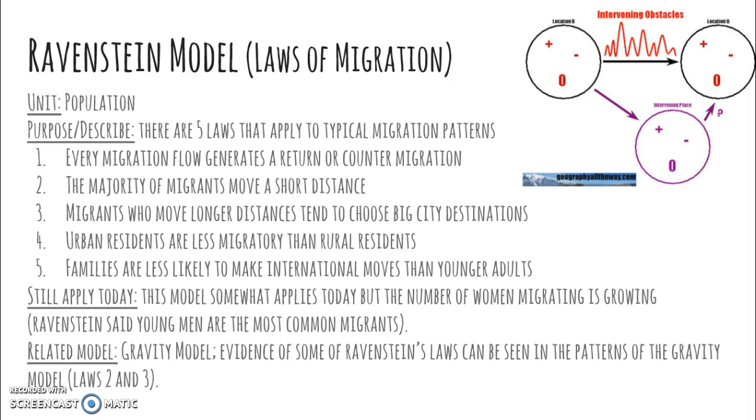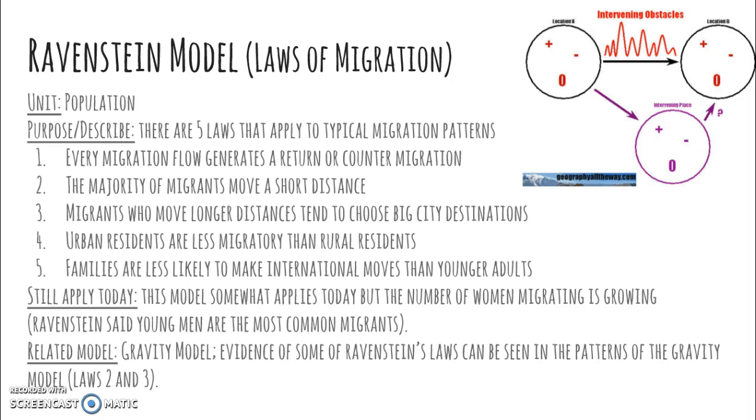And then the Ravenstein model is also in population, and it has five laws about migration patterns. And it's that every migration flow generates a return or counter migration. The majority of migrants move a short distance. The migrants who move longer distances tend to choose big city destinations. Urban residents are less migratory than rural residents. Families are less likely to make international moves than young adults.